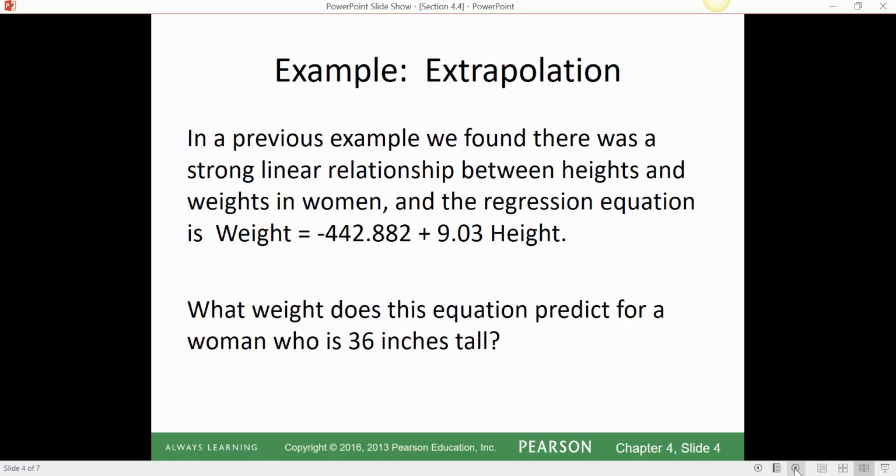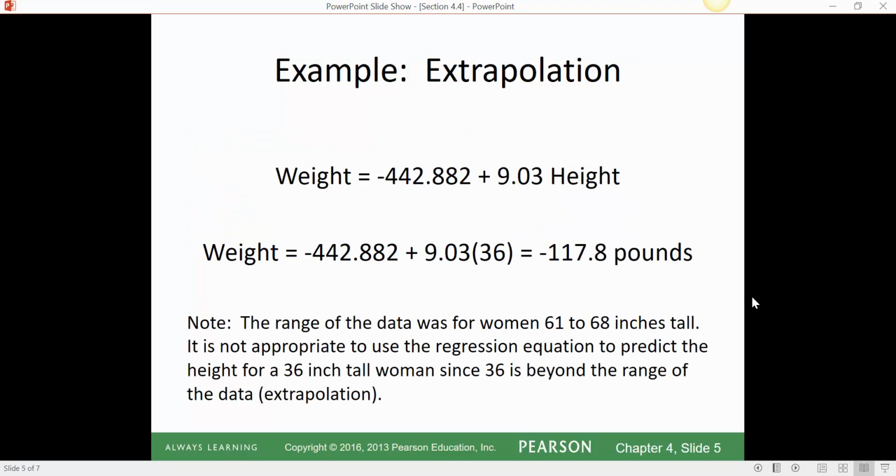Let's go to the next slide, where we have it calculated. We get weight equals negative 117.8 pounds when we plug that into the equation. Again, this gives us an unrealistic result. Someone can't be negative pounds. That's just one thing to be cautious of, so it's recommended that you don't extrapolate.